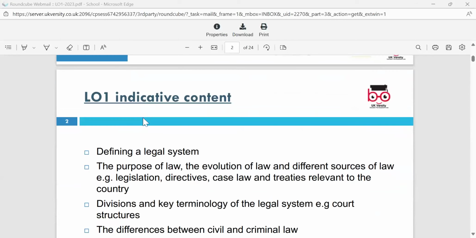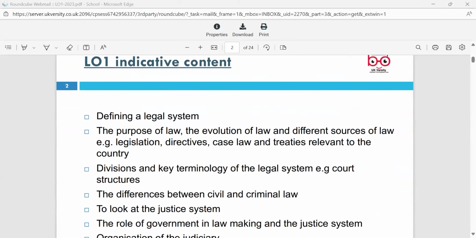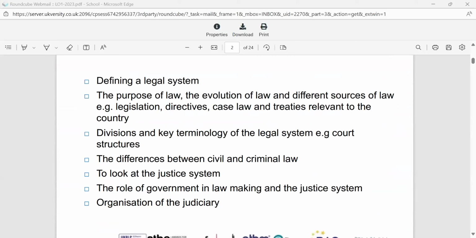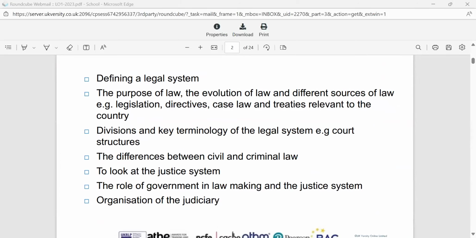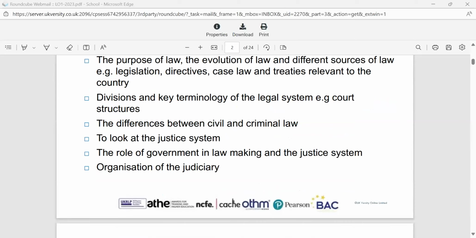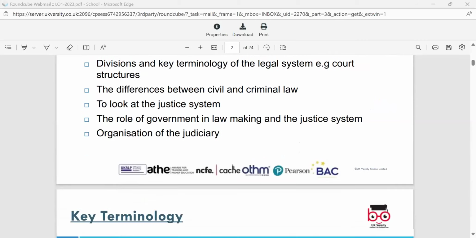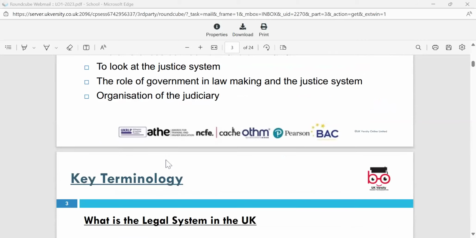So when we look at the indicative content for learning outcome 1, it is looking at defining a legal system, the purpose of law, the evolution of law, and different sources of law. So we look at legislation, directives, case law, and treaties. We look at divisions of the courts and their structures. We also look at the difference between civil and criminal law, the justice system and the role of government in lawmaking, the justice system, and the organisation of the judiciary.